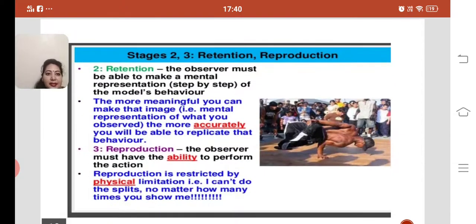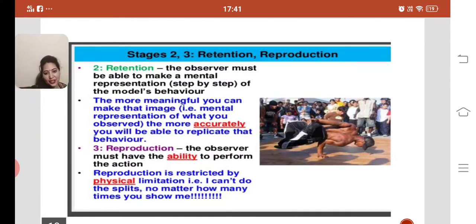Then other stages, retention and reproduction. As the name indicates, retention means whatever you have attended to should be retained in your memory. If you are observing some behavior, that should be retained. The observer must be able to make a mental representation, step by step, of the model's behavior. The more meaningful you can make that image, that is the mental representation of what you observe, the more accurately you will be able to replicate that behavior.